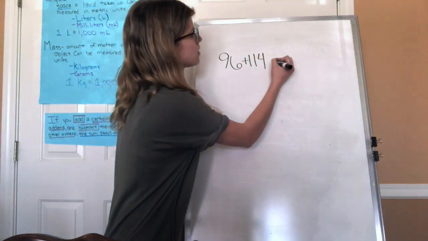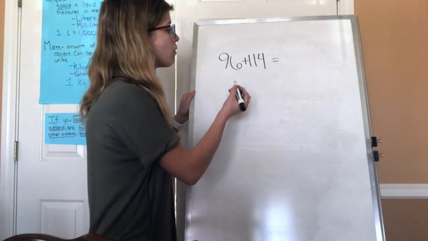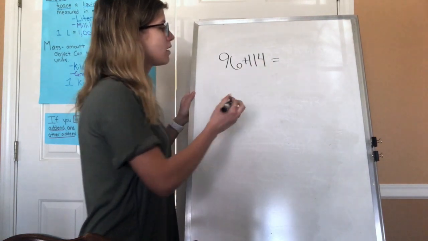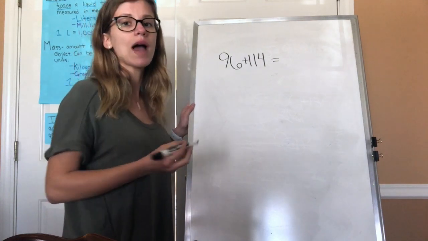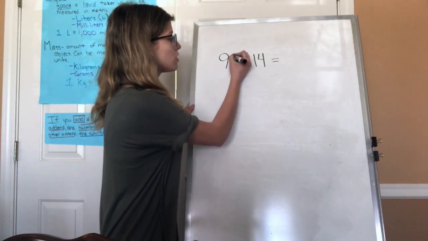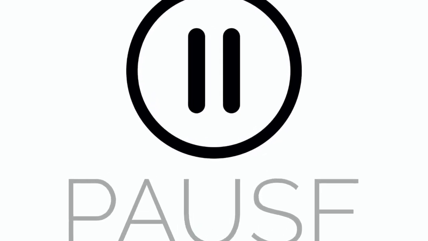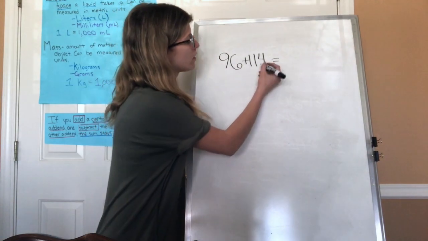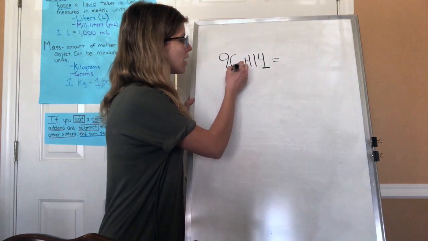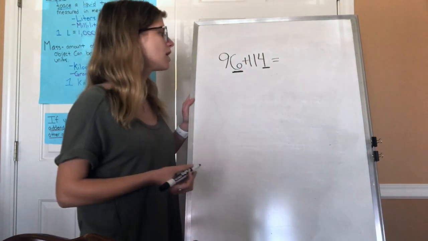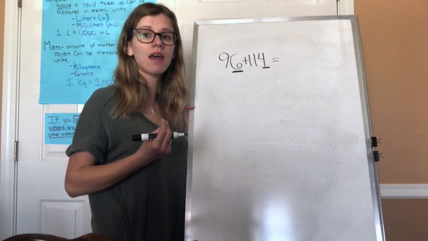How can I make this equation easier for me to add by taking away some from one add-in and giving the same amount to a different add-in? Pause me and think about how I can change this equation and still make it equal. What I see here is that I have 4 ones in 114 and 6 ones in 96. I know that 4 plus 6 equals 10.